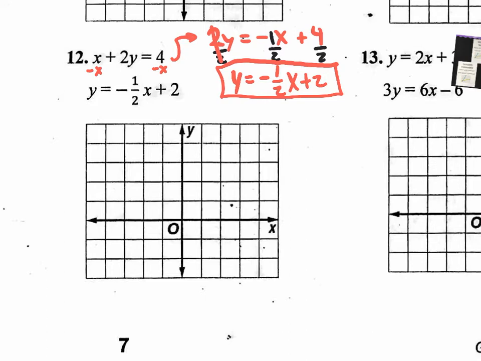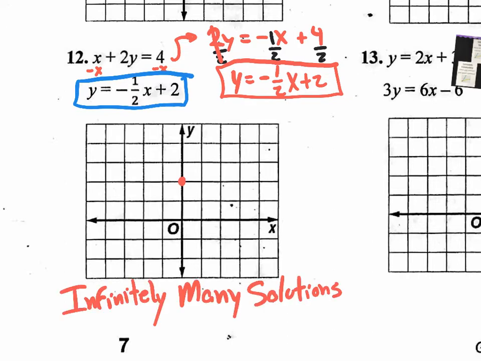Where does it cross the y-axis? 2. Now, you know what? If I look at the other one, I don't even have to graph it. Why not? It's going to be the same line. So what's my answer going to be? It's going to be infinitely many solutions. If you want, you could put IMS, infinitely many solutions.